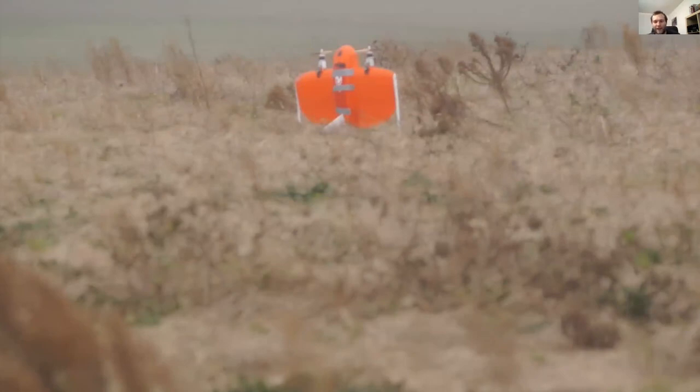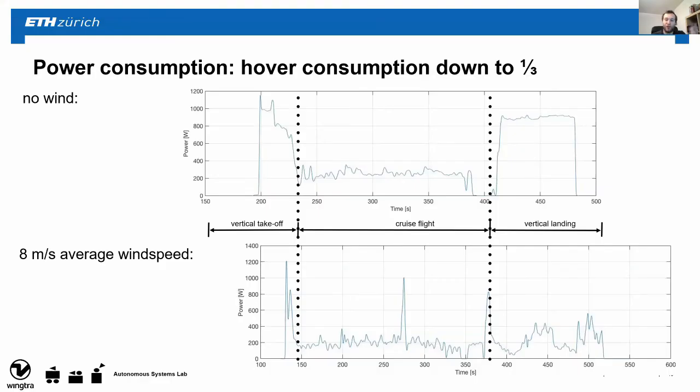Okay, so when analyzing the data, we found one additional nice thing. Here we can see the power consumption for the first hover, then for cruise, and then for the second hover for landing. And we can see that in the no wind case, the power consumption in hover for landing, for example, is approximately 3 times bigger than the one in cruise flight. Now, if there is wind, we could drastically reduce the power consumption during hover.